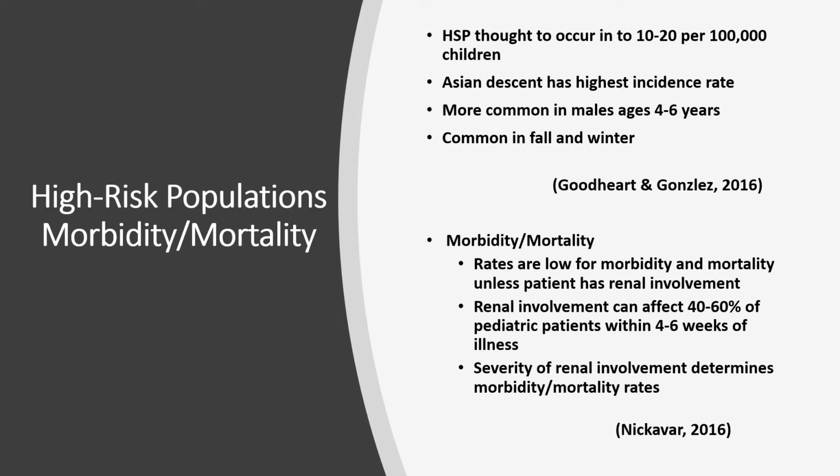Rates are generally low for morbidity and mortality unless the patient has renal involvement. Renal involvement can affect 40 to 60% of pediatric patients within 4 to 6 weeks of their illness. Severity of renal involvement determines morbidity and mortality rates.